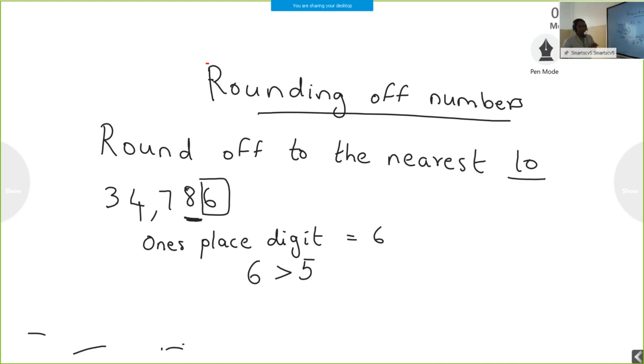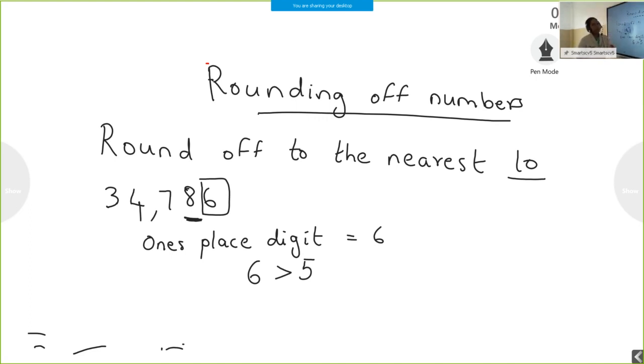Identify the digit in the tens place. The first step is, since we have to round off to the tens place, underline the tens place. Then look at the digit to the right of the tens place, that is the digit in the ones place. Then identify the digit in the ones place. No need to write that, this is just for your knowledge.